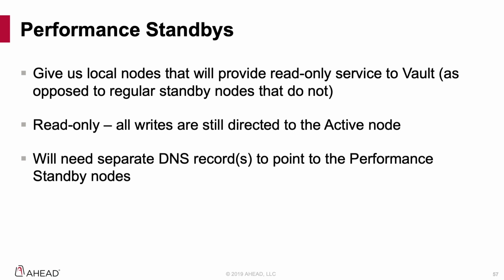So this way we can actually have read-only nodes. So again, read-only, all writes are still directed to the active node. You will need separate DNS records to point to those performance standby nodes. If you have applications that are read-heavy or something like that, they can point to those performance standbys and get read access to Vault. And so that's a way you can scale out reads with Vault.